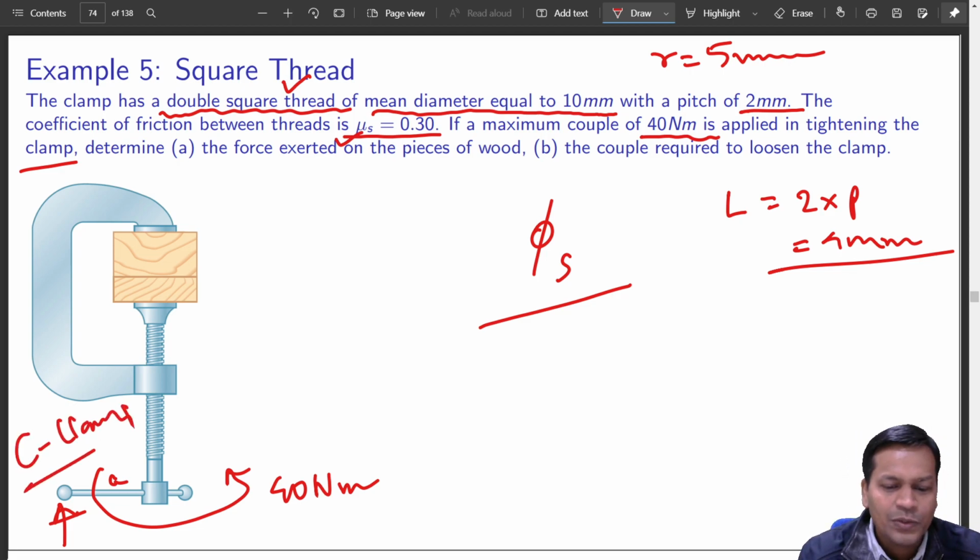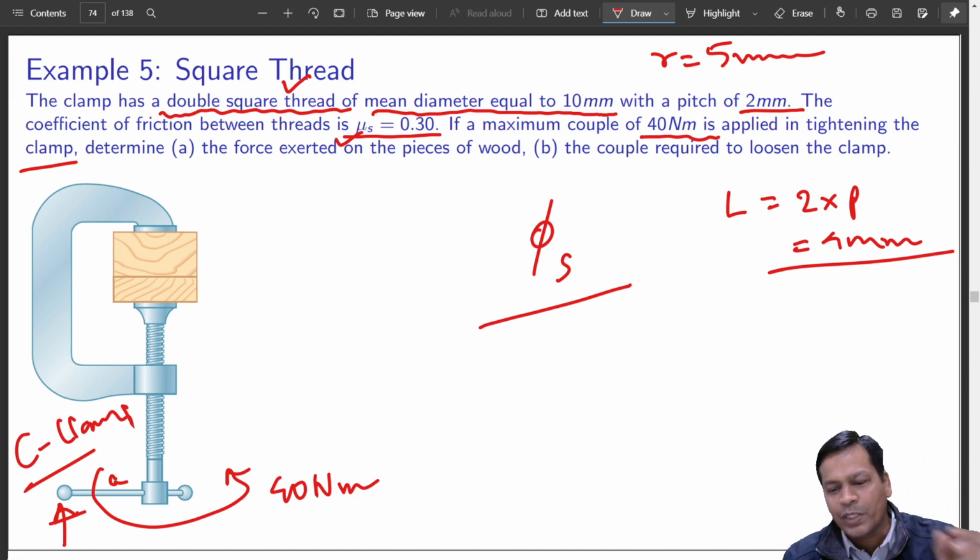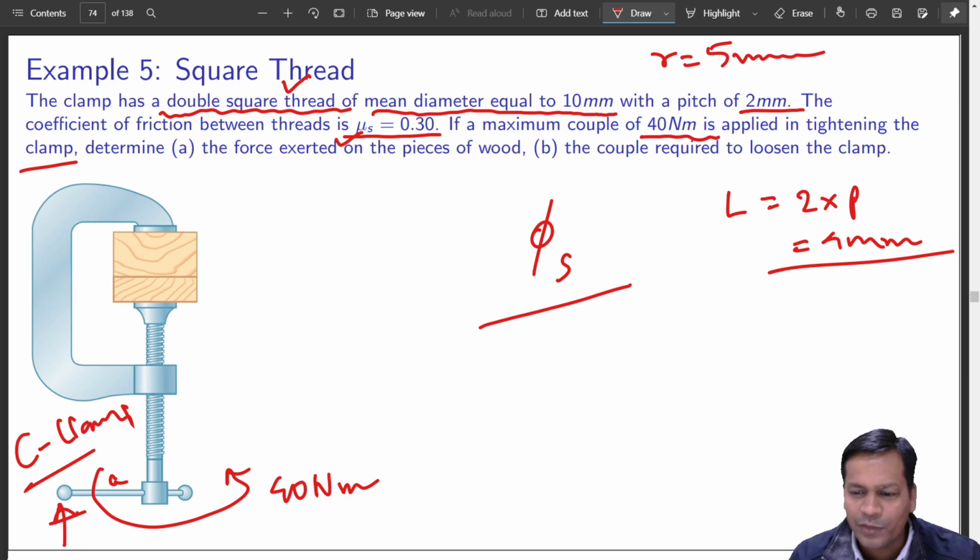Okay, this is how it looks. It can hold two pieces together, or it can hold your robot to your table or something like that. A vice is also very similar; it works in a similar way. So, force exerted on the pieces of wood: I want to know how much the interaction force between the wood is.